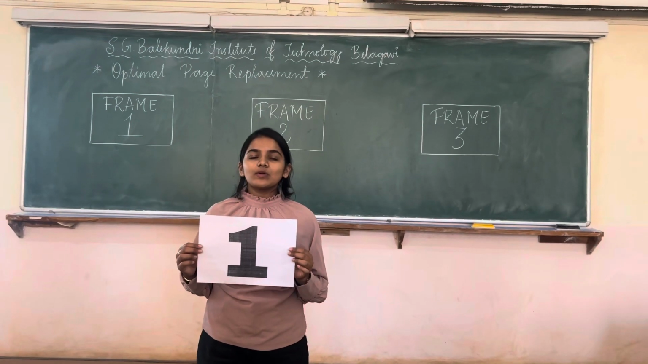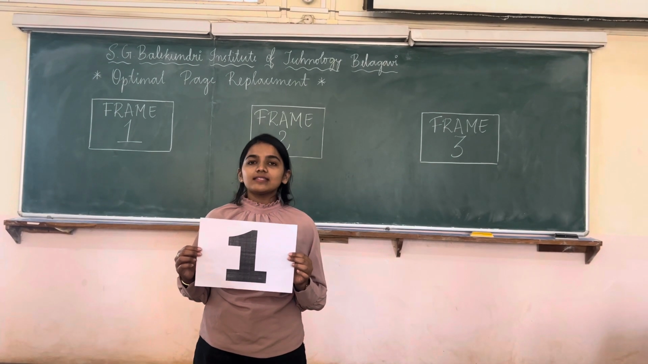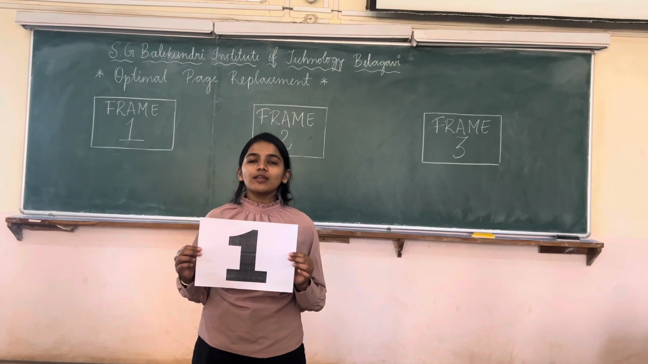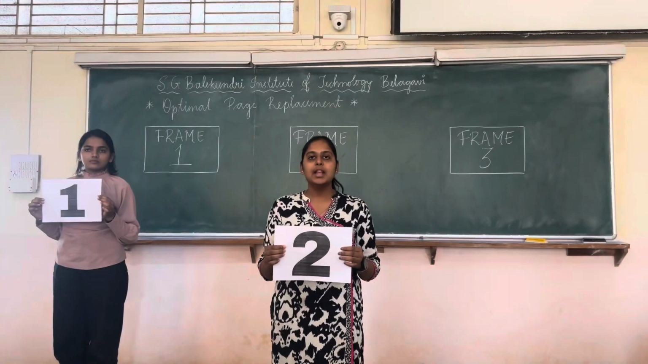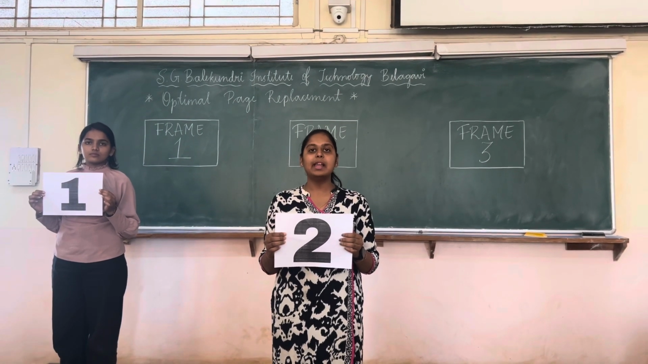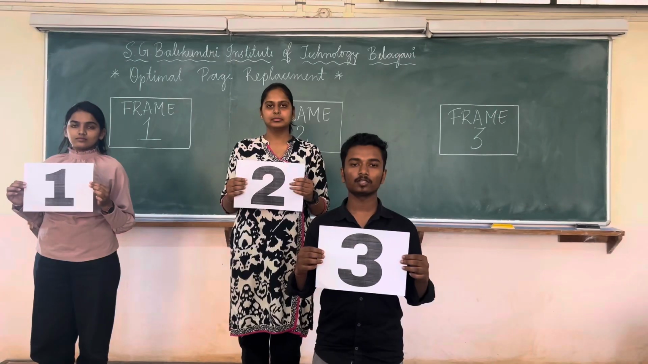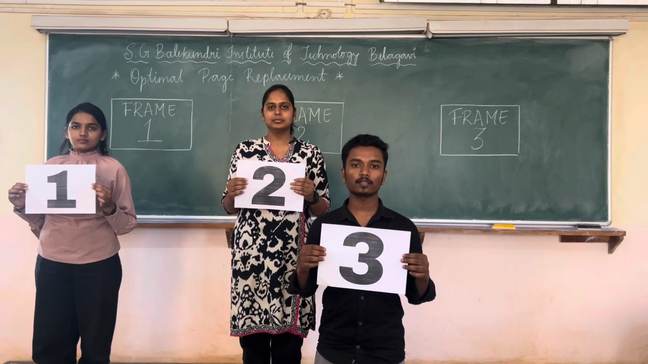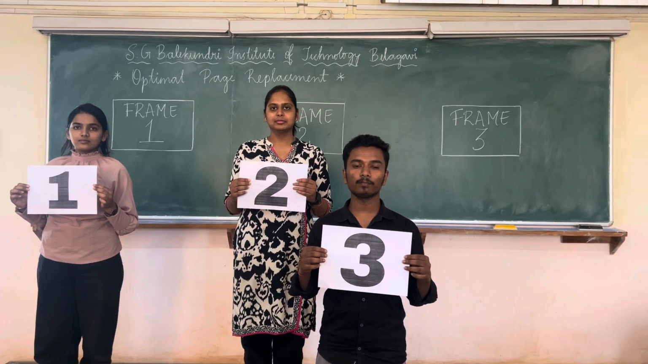So the first request is for page number 1. As the 3 frames are empty, I will be allocated in frame 1. The second request is for page number 2. As frames 2 and 3 are empty, I will be allocated in frame number 2. The third request is for page number 3. As frame 3 is empty, I will be allocated in frame 3.